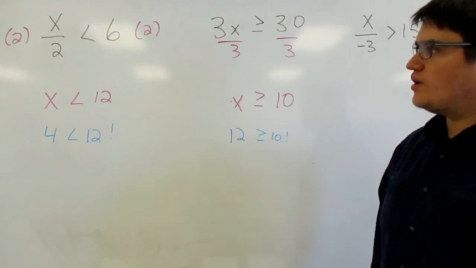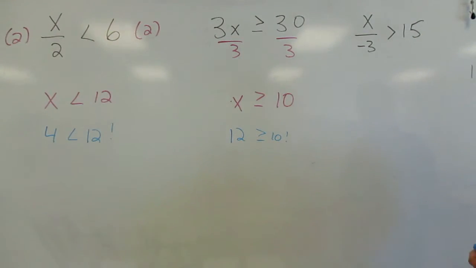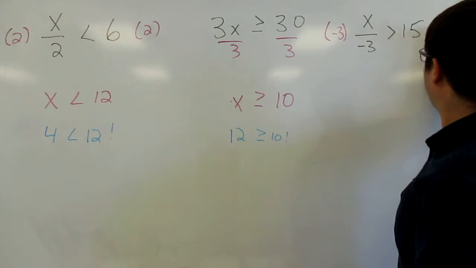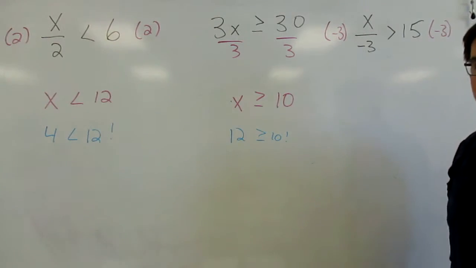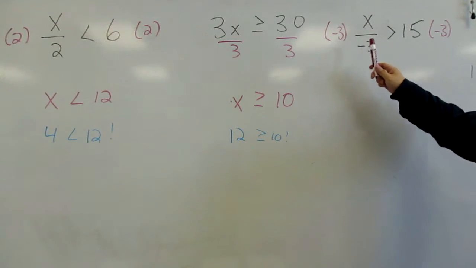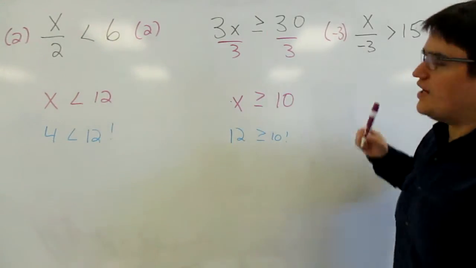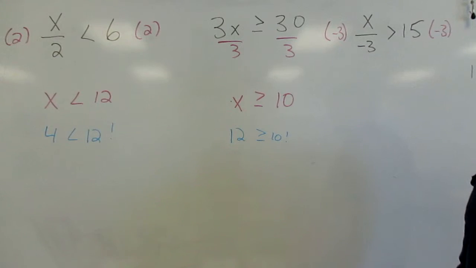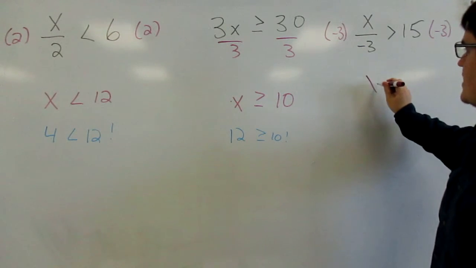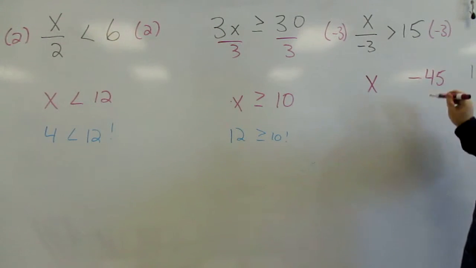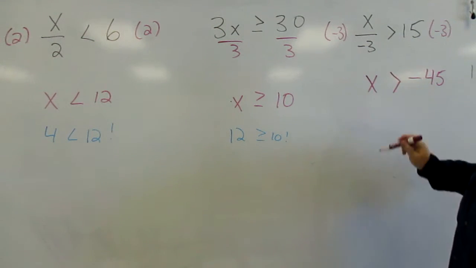Now let's get to our last one here. X divided by negative 3 is greater than 15. Let's multiply each side by negative 3, like we would do for an equality. Notice something that's different. Here, this was positive, that was positive, and now it's negative. So this was x, and then we have 15 times negative 3 is negative 45. And then we have a greater than sign.